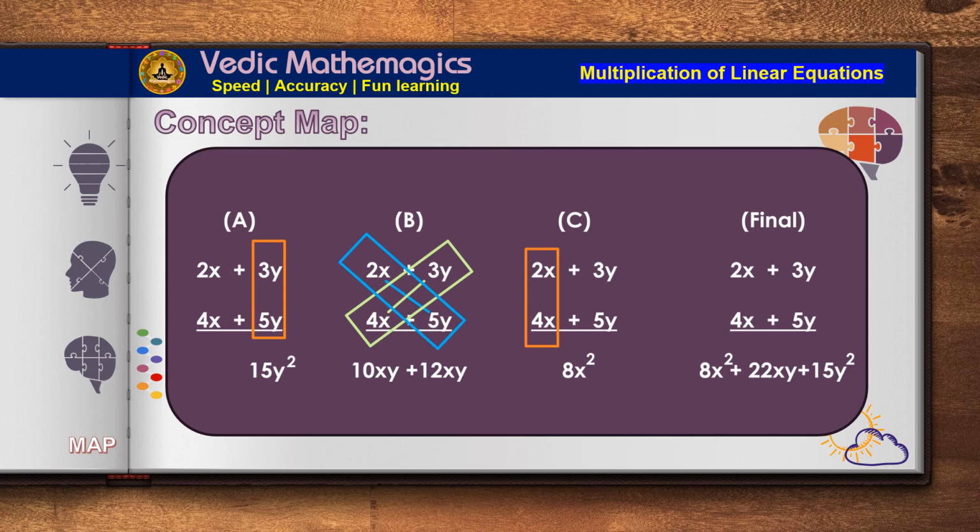Now again we are moving to the concept map. The multiplication of linear equations is all about the IXI vertically and crosswise technique only, which we have already learned in the 2 into 2 digit numbers and 3 into 3 digit vertically crosswise pattern of multiplication. The same method we have to follow and calculate. So 5 threes are 15y square, then 5 twos are 10, and 4 threes are 12, becoming 22xy. Finally, 4 twos are 8x square. So 8x square plus 22xy plus 15y square is the correct answer.